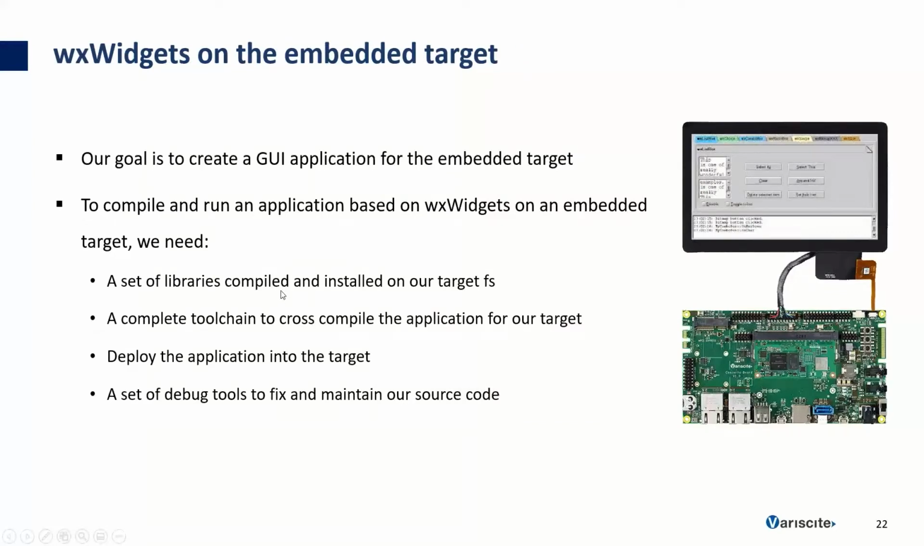Once we have everything set up for the PC, we can start moving to the embedded target. How can we do this? We need a set of libraries compiled and installed on the target file system, and a complete toolchain to cross-compile the application for our target. We need to deploy the application into the target and start the debugging tool to fix and maintain our source code.